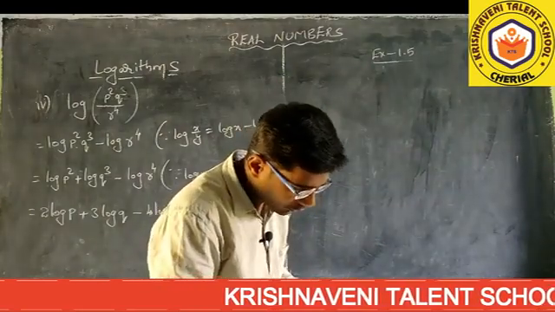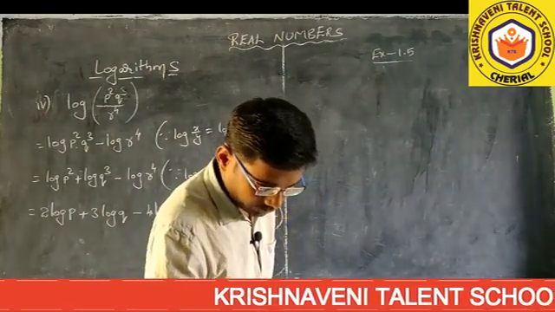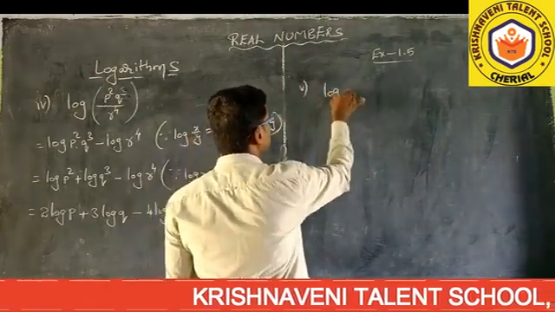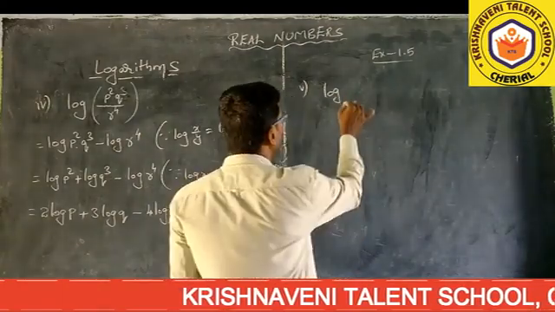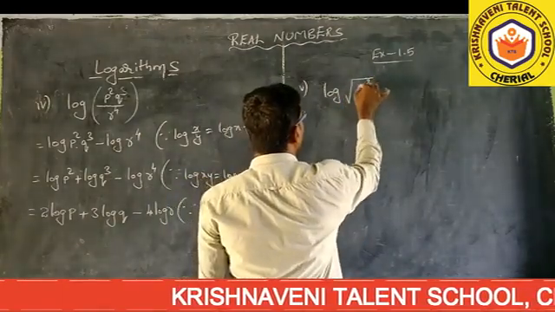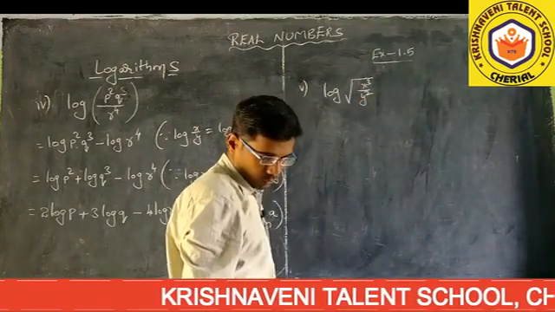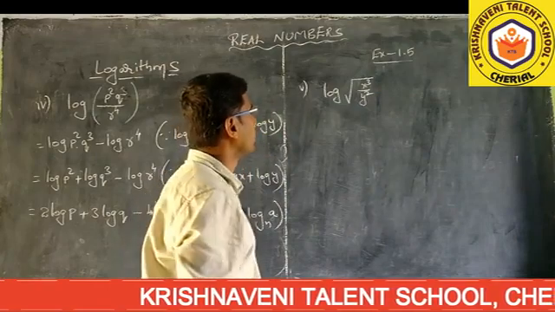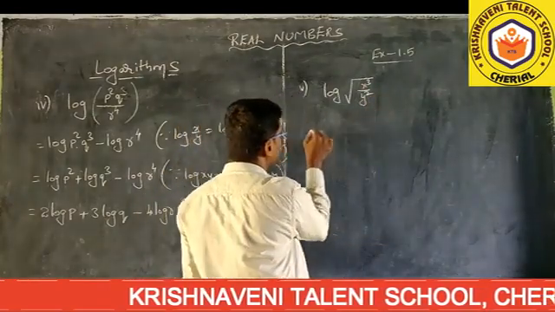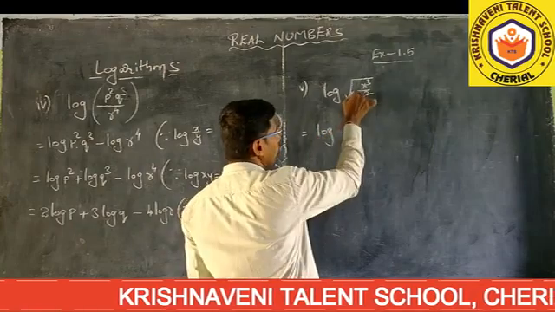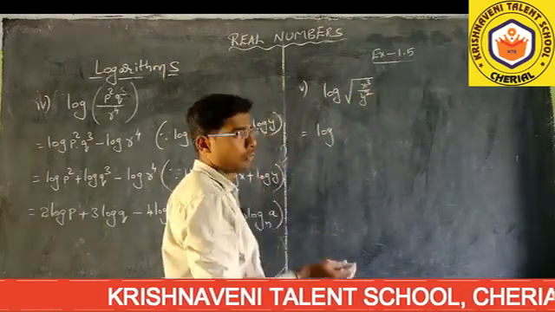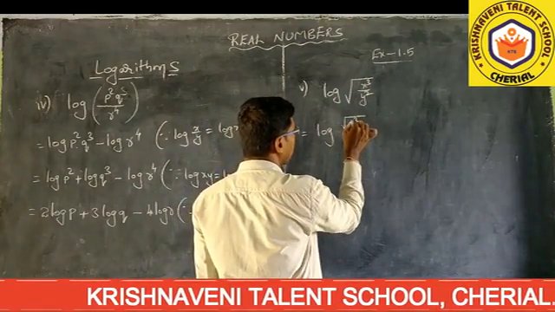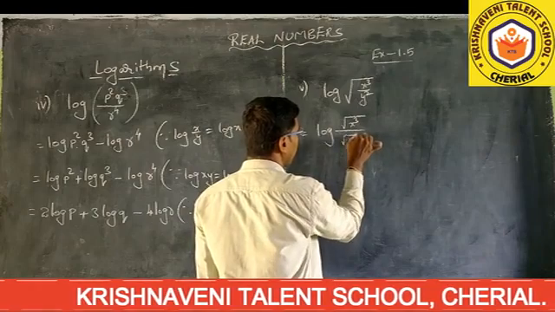Next, another one. Log square root of x cube by y square. Now we have to expand this one. Before expanding, here the square root is for both numerator and denominator, so first of all you will separate the square root. If you separate the square root, you get square root of x cube by square root of y square.